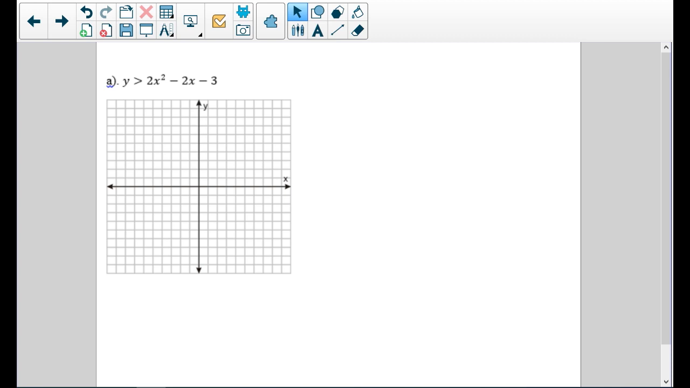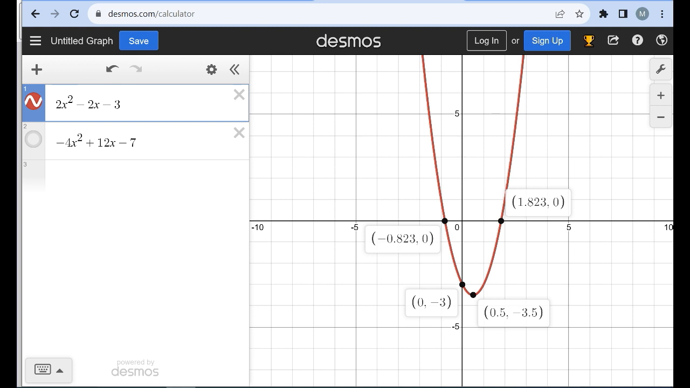So when we graph these, again, we're using Desmos. We're just putting this in Desmos. So bring up Desmos here. Already got the equation put in there. You can see all these good points that we have. So vertex is 0.5 and negative 3.5. You can see my x-intercepts here at negative 0.8 and 1.8. And again, you're just going to estimate those values on your graph. The y-intercept here at negative 3. So let's get those points onto our graph.